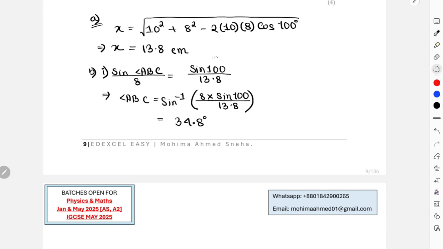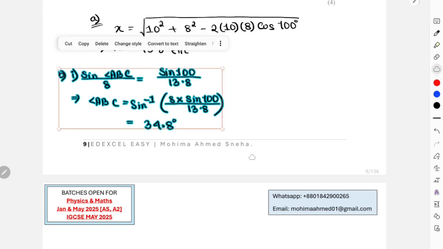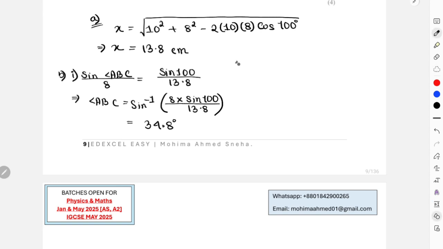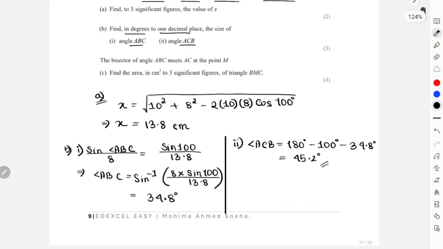In part 2, they ask you to calculate the value for the other angle in the triangle, which you can directly find out using the sine rule, or you can use the sum of angles in a triangle. I would suggest using the sum of a triangle, it's just easier to work with in that case. So for part 2, in order to find angle ACB, you just have to subtract the other two angles from the sum of a triangle, which is 180 degrees. So this one turns out to be 180 minus 100 minus 34.8. This is 45.2 degrees. Okay, this is the solution for your part B.